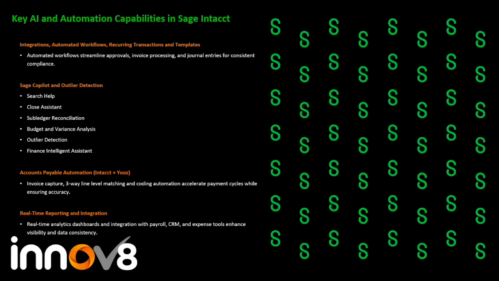Then we can actually talk a little bit about Sage Copilot and outlier detection. So there's a lot of areas with Sage Copilot this taps into. We've got the search help, we've got the close assistance, sub-ledger reconciliation, so making sure that GL matches up to the AP and AR ledgers as it should. We've got budget and variance analysis, outlier detection, and then also our finance intelligence assistant.